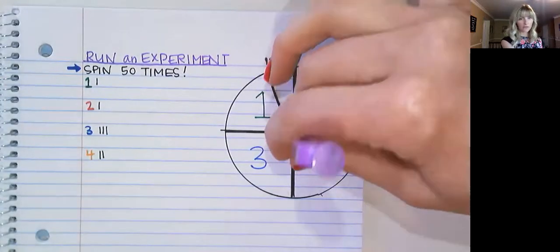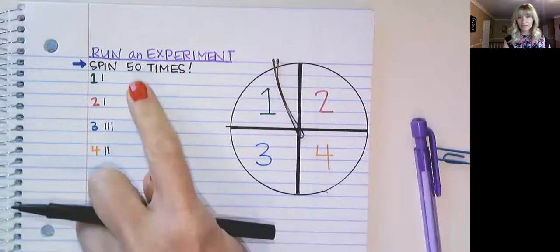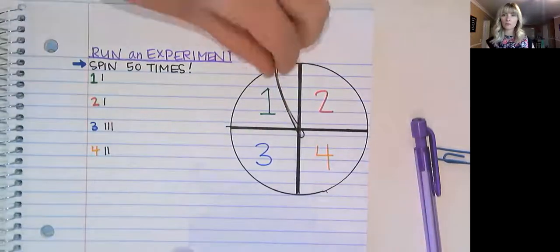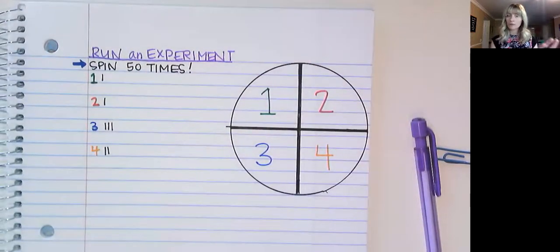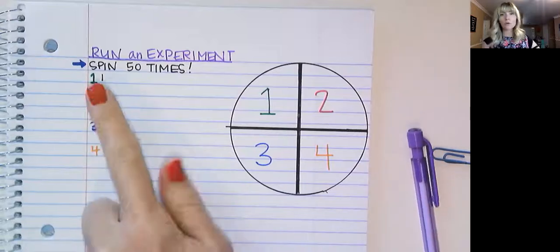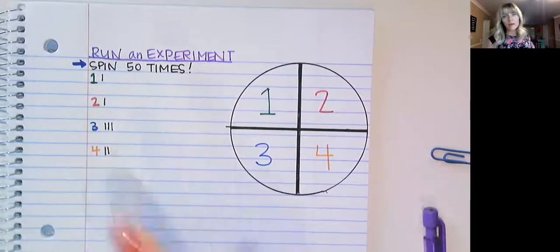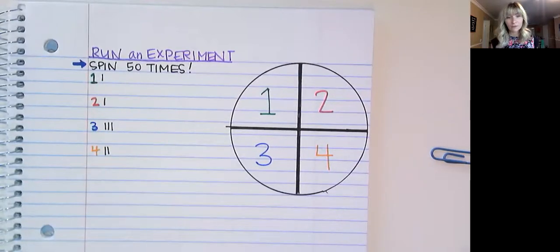I'm actually gonna pause the video, but I'm going to spin it 50 times and I'm gonna keep tallying my results. I want you to do the same with your spinner. So you will pause the video here, just like I'm going to. You'll spin it 50 times, and you'll record your results over here. And when I come back, they might look different from my results. That's okay. They don't have to be exactly the same. But keep spinning, record your results until you get 50 total. So you're gonna pause and spin right now. Pause it.